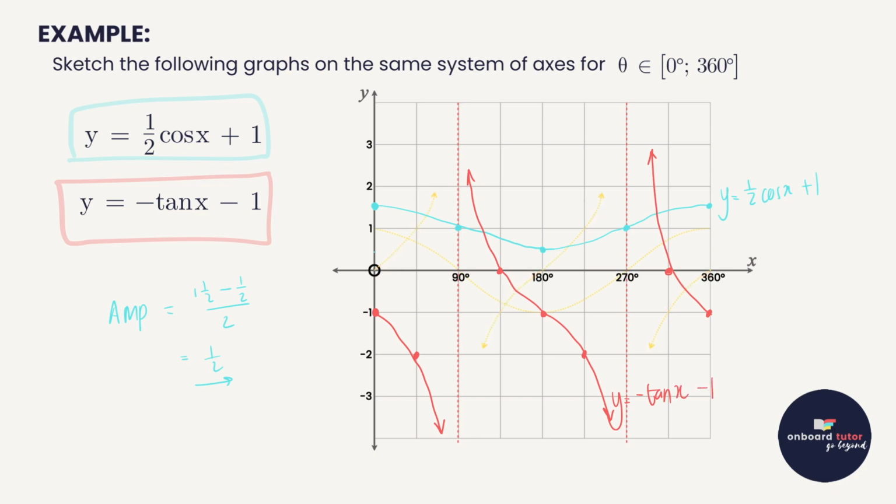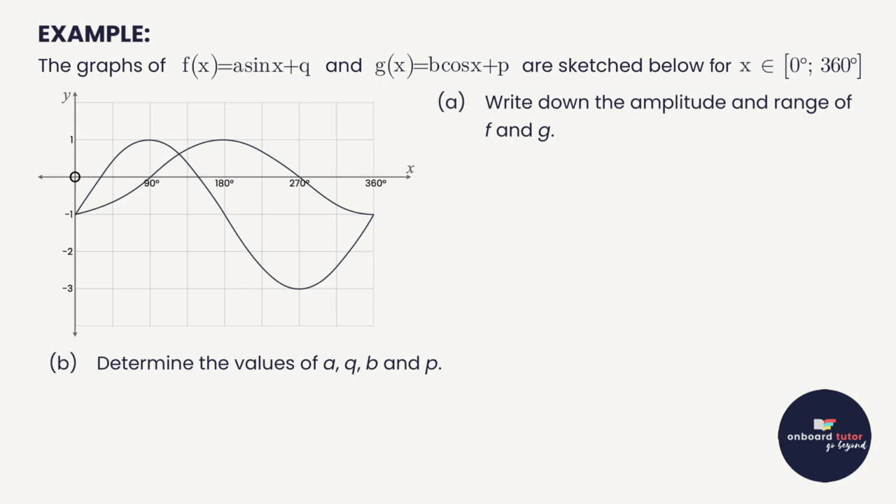See, as long as you know that a number in front, multiplying the graph, is going to affect the amplitude or sometimes reflect the graph, and a number after that, the q value, is going to shift it up and down, you can actually draw these graphs with a very logical approach. Now let's really test your understanding.